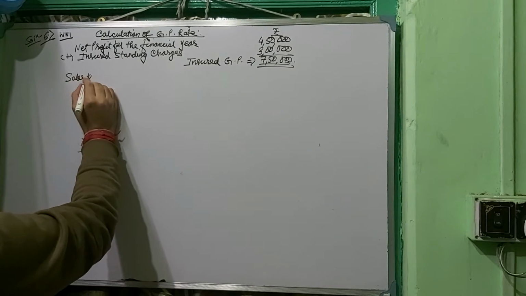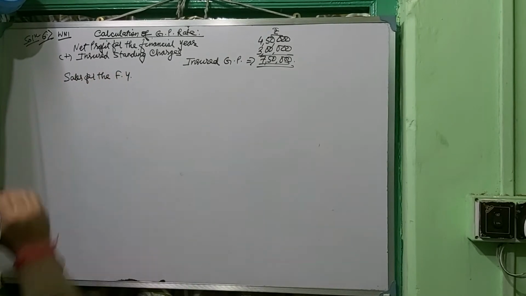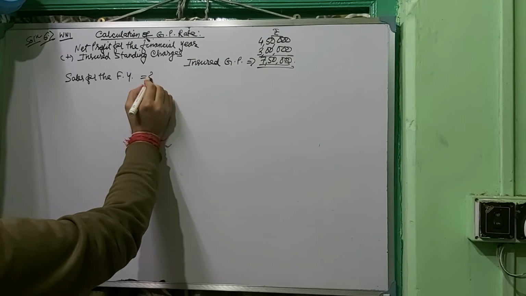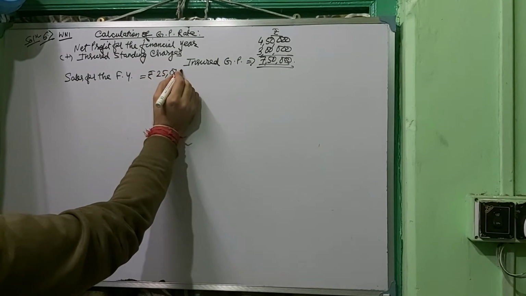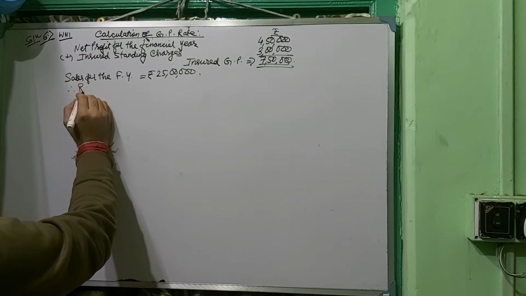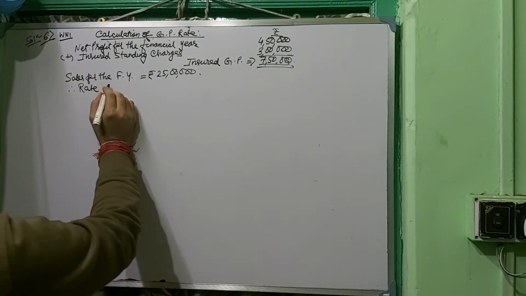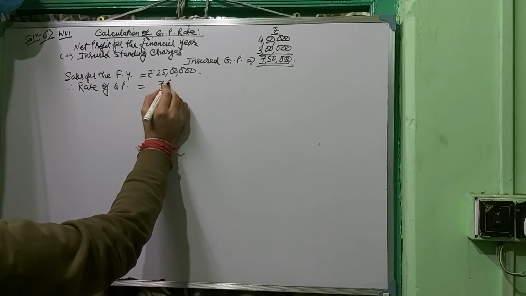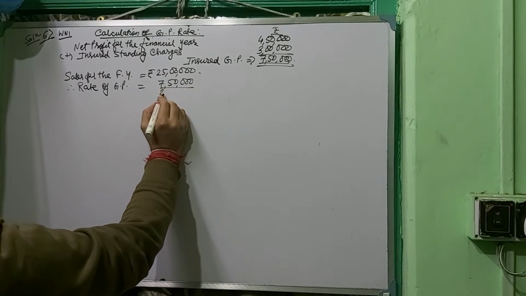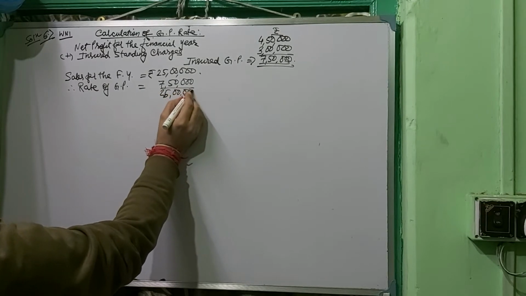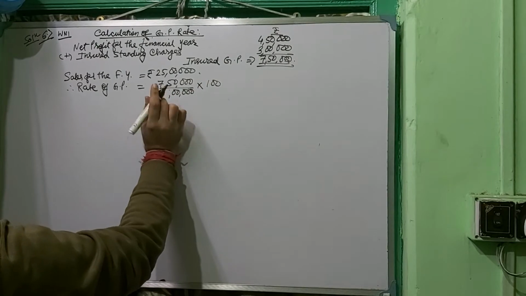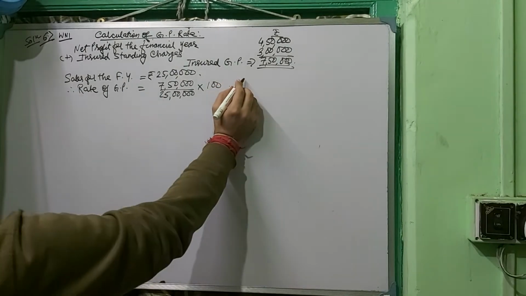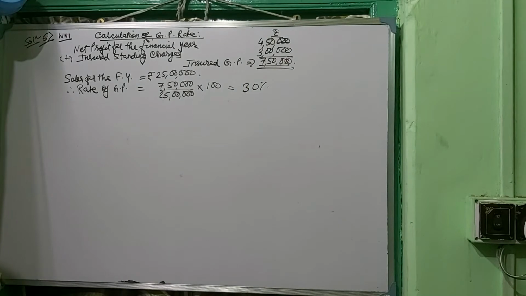Sales for the financial year is given. The total sales, means turnover for the last financial year, is 25 lakh, right? And we all know the rate of GP is net profit plus insured standing charges divided by sales into 100, right? Which is 7,50,000 by sales 25 lakh into 100. So it is coming 30%. So GP rate is 30%.